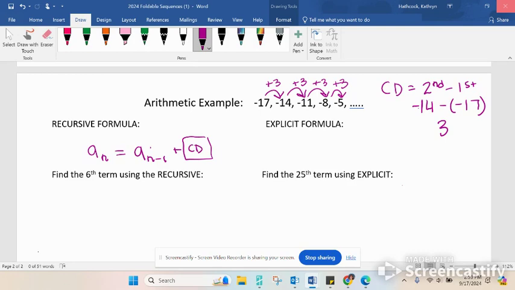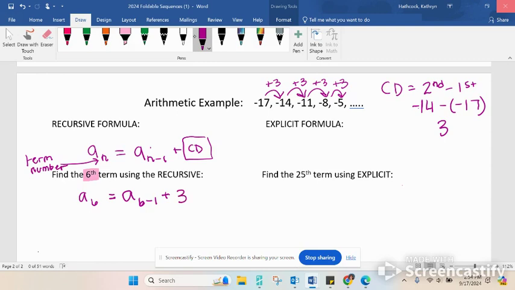CD meaning common difference. I want to find the 6th term using my recursive formula. So if you look on the front side, it actually tells you that this n right here is your term number. And I'm going to put the number 6 because I'm looking for the 6th term in place of that n. So a6 equals a6 minus 1 plus your common difference. But I know what my common difference is. We just figured that out. My common difference is 3.